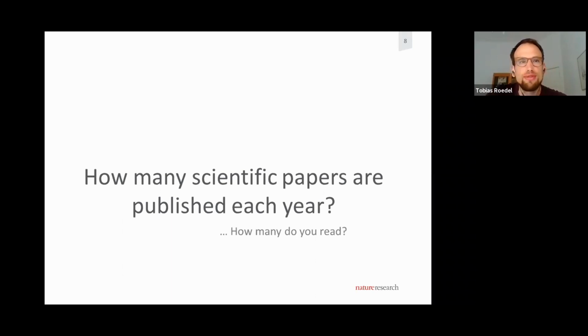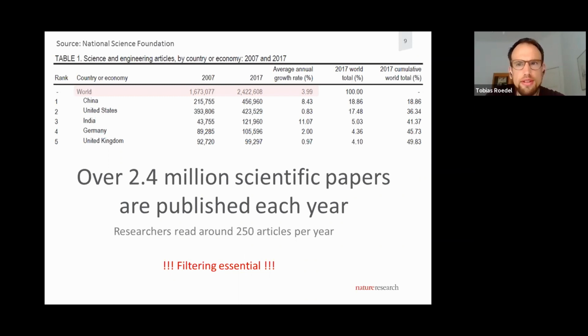Okay, the National Science Foundation published a report, I think last year or the year before. The number of publications is growing steadily over the last years, 4% in 2017. And by now there are over 2.4 million scientific papers published each year. So this is just an enormous number. And as a researcher, maybe you read one paper thoroughly per day. So it's hundreds of papers, and there's a huge gap. So filtering is really essential. And that's why I think it's important that we have very selective journals.